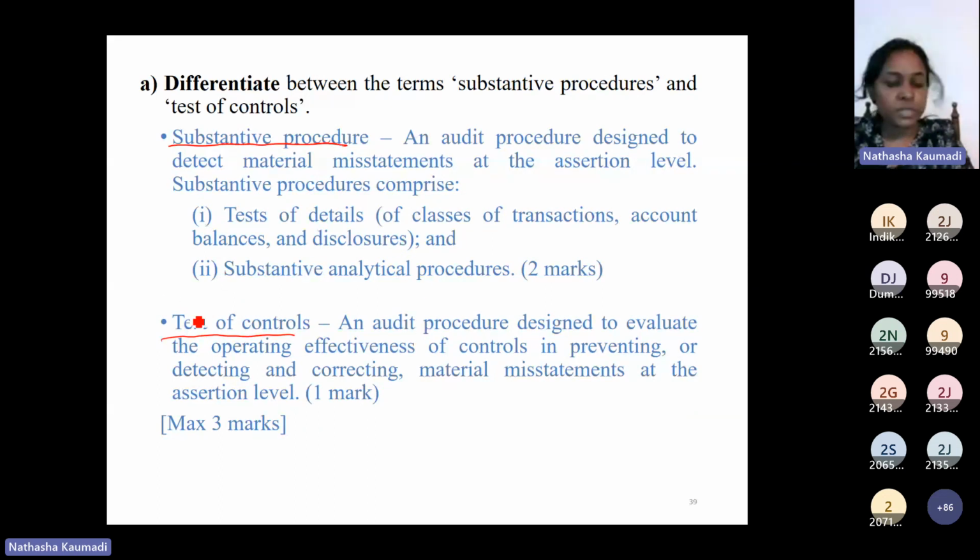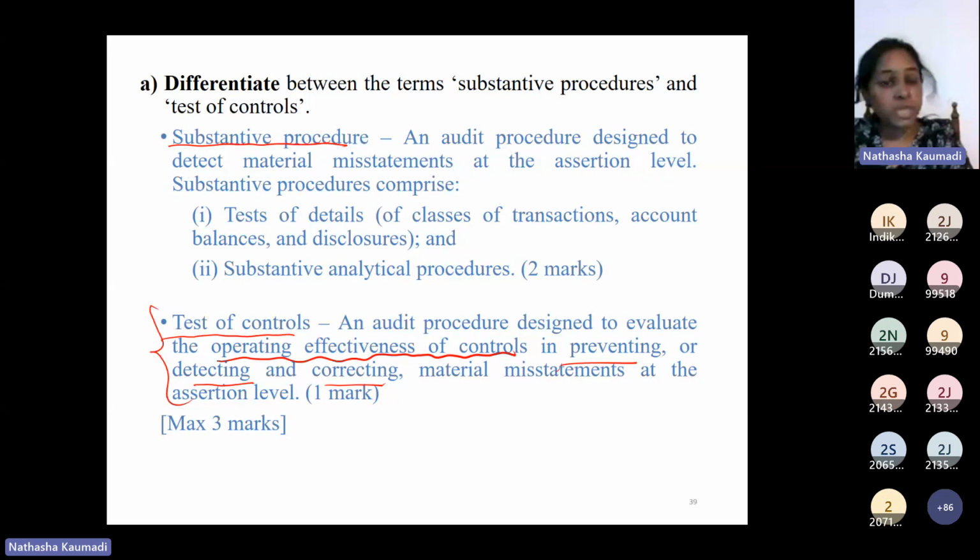When it comes to test of controls, what do you do? Test of controls is done to check the operating effectiveness of the internal controls, whether they prevent, detect and correct material misstatements. So it is an audit procedure designed to evaluate the operating effectiveness of controls. This is important: operating effectiveness of controls in preventing, detecting and correcting material misstatements at the assertion level. So you need to remember this definition, test of control.